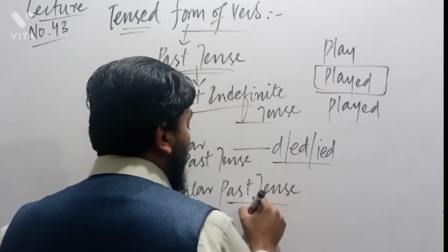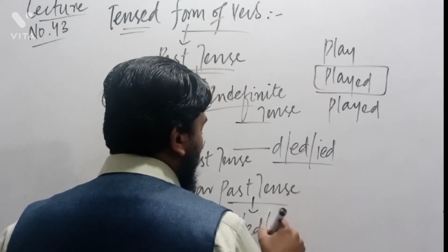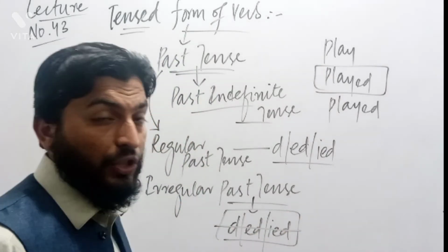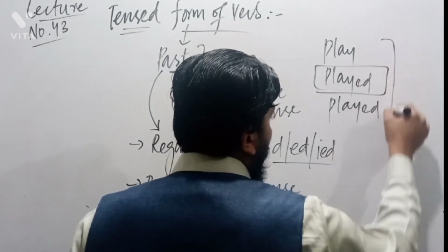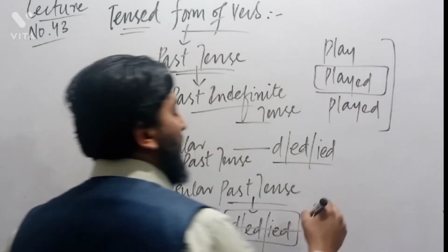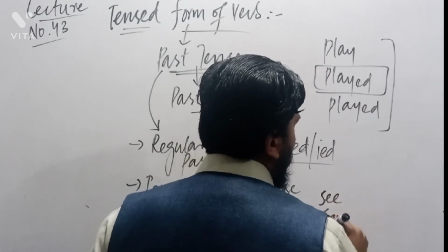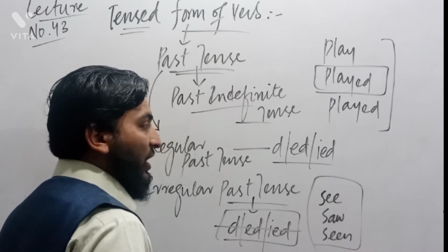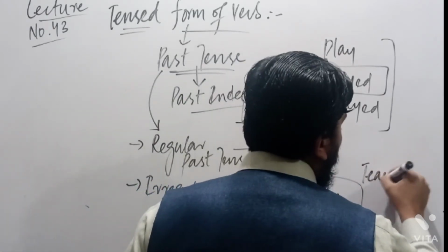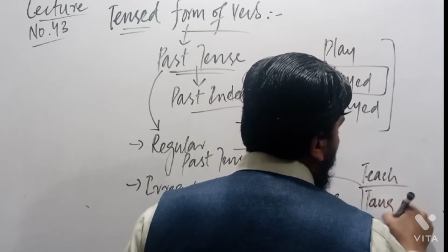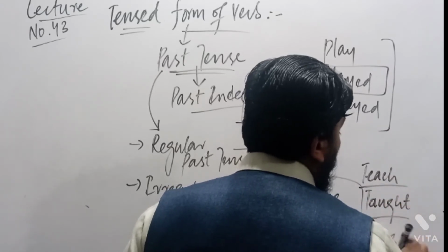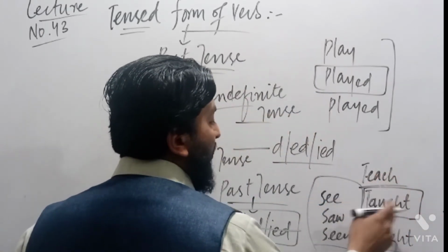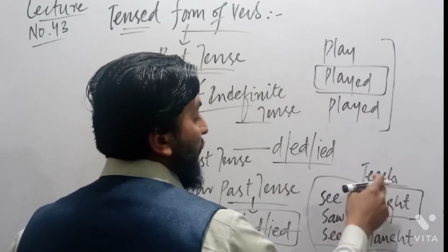Now, irregular past tense is that which is not changed from present into past with the help of d, ed or ied. In case if it is changed, then there would be a difference in these three forms. For example, I say see. What is the second form? Saw. What is the third one? Seen. They are different. They are not changed with the help of d, ed or ied. If there is teach, teach is present form, taught is second form, and taught is third form. So this shows that the present form is not included in the past form. This is different from the present form.